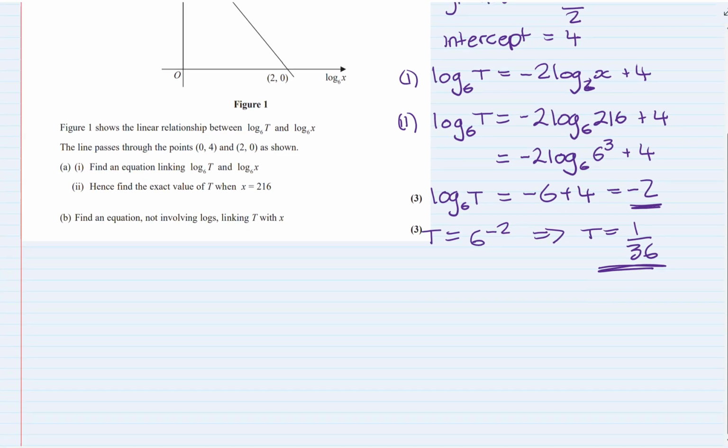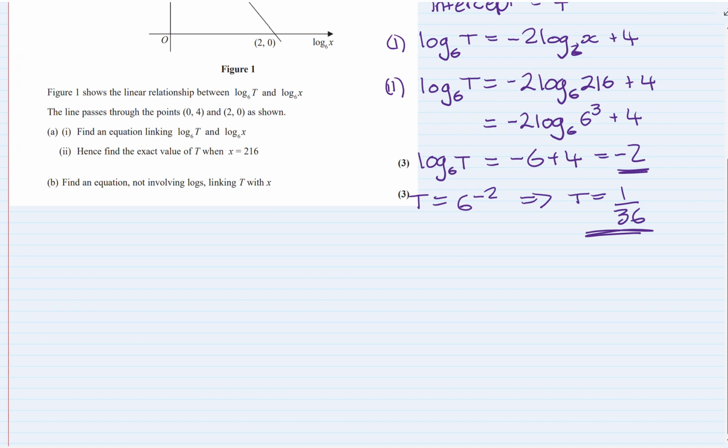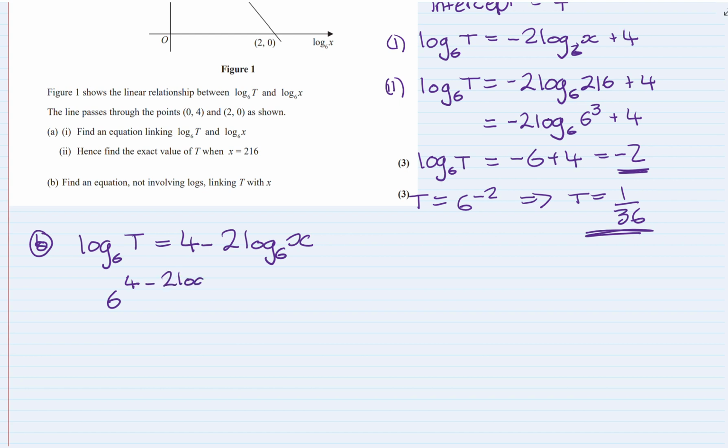For part B, we're going to use our equation to find an equation that doesn't involve logs. So for part B, let's look at log to the base 6 of t equals 4 minus 2 log to the base 6 of x. So that means that 6 to the power of 4 minus 2 log to the base 6 of x is equal to t. Now let's use our laws of logarithms to think about how we can split this out.